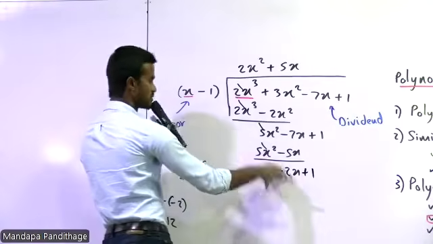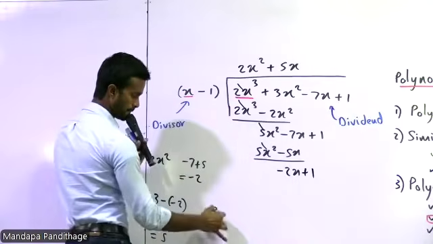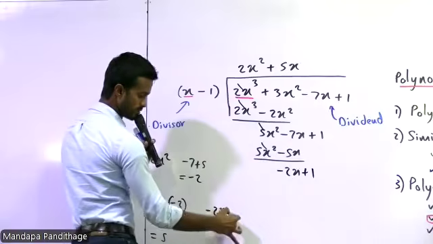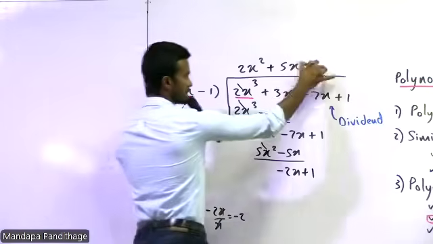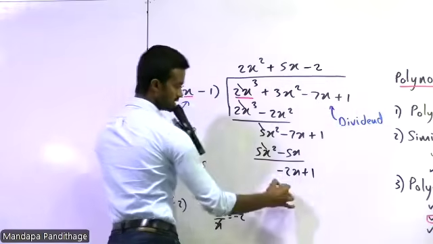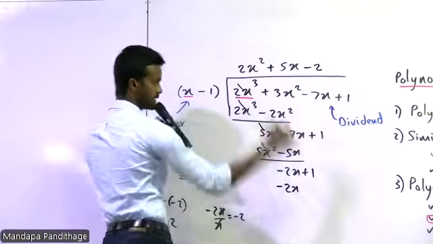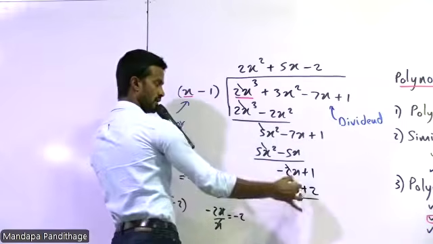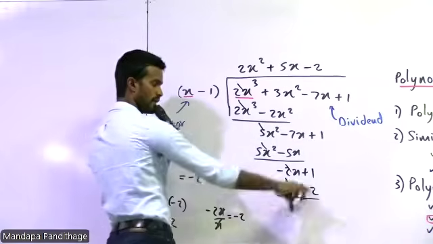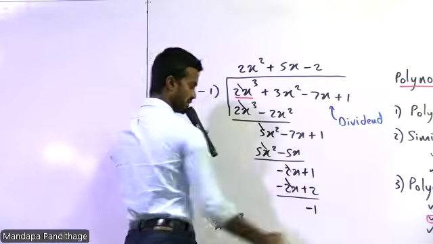Last one, minus 2x should be divided by x, which gives you minus 2. So when you divide it, it's minus 2. When you multiply, it's minus 2x. Minus minus is plus, plus 2. Final step, subtract. These 2 cancel off. 1 minus 2 is minus 1.